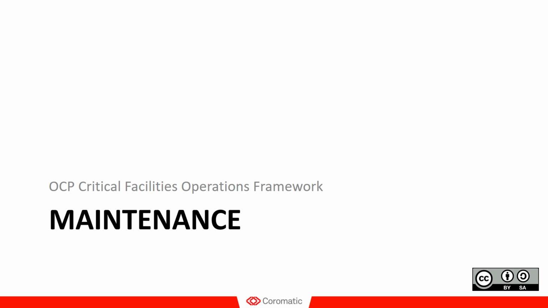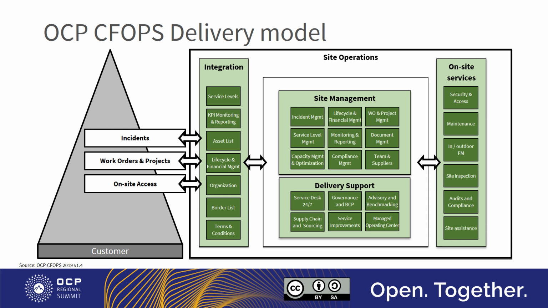The maintenance process is an on-site service as part of the framework. It is found on the right side of the slide that shows the delivery model. The framework itself is free to use and modify to fit your organization, and there's a separate webinar explaining where to find it and how to utilize that.